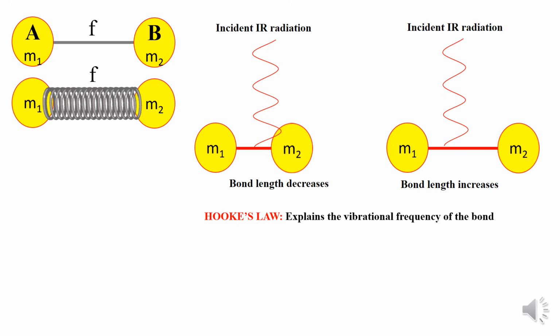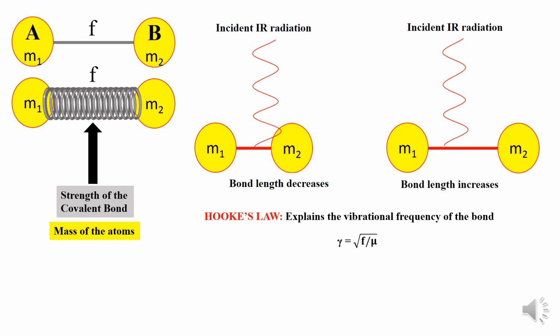And Hooke's law explains the vibrational frequency of the bond, where the vibrational frequency of the bond is directly proportional to the square root of the force constant or the bond strength and inversely proportional to the square root of the mass of the atoms held together by the covalent bond. So the vibrational frequency of the bond depends on the strength of the covalent bond holding the two atoms together and the mass of the atoms A and B.